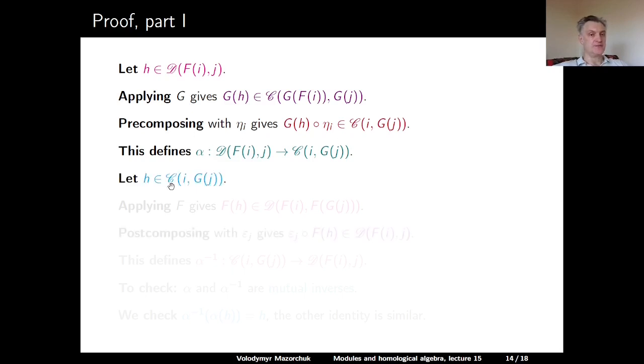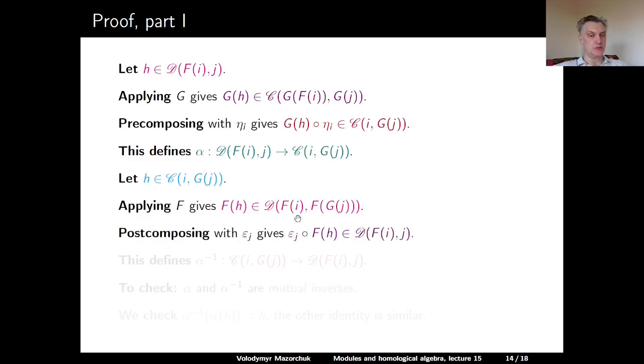Now about its inverse, we start from h, which is a morphism in C from I to G of J. We apply F, we get a morphism F of h in D from F of I to F of G of J. And now we can post-compose with epsilon J to get epsilon J after F of h, and this will be a morphism in D from F of I to J. And this defines a map from Hom_C(I, G of J) to Hom_D(F of I, J), which we denote by alpha inverse. Of course, the notation is suggestive, so we claim that alpha and alpha inverse are mutually inverse bijections.